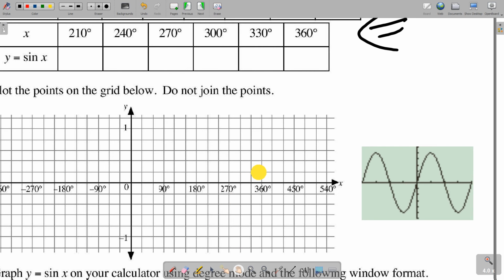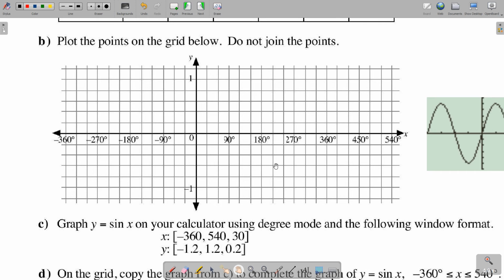So I will let you do that, and your teacher or whoever's supervising you can press pause right now and wait for you to fill out those table values, and then come back when we're ready to plot.